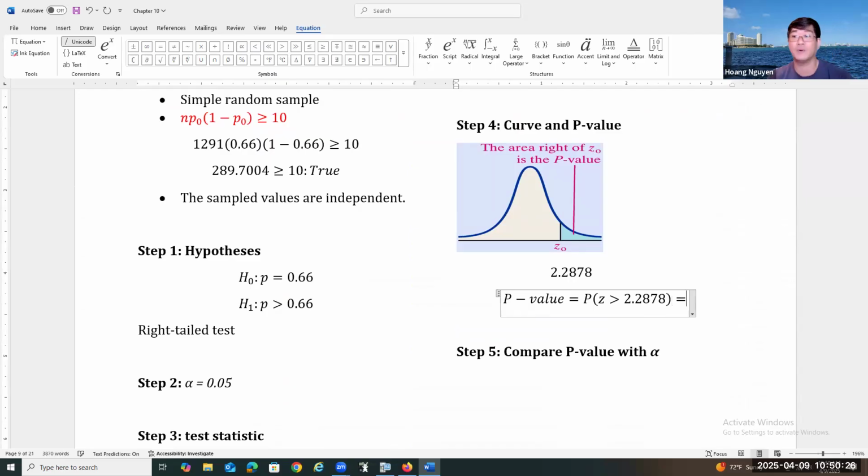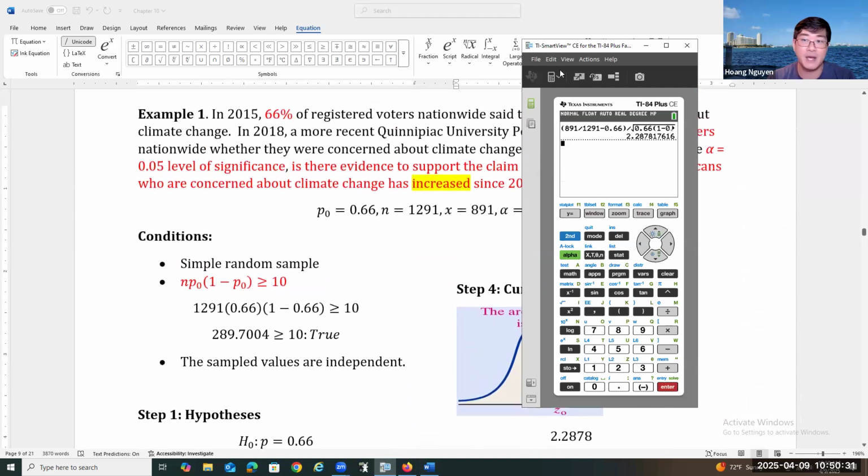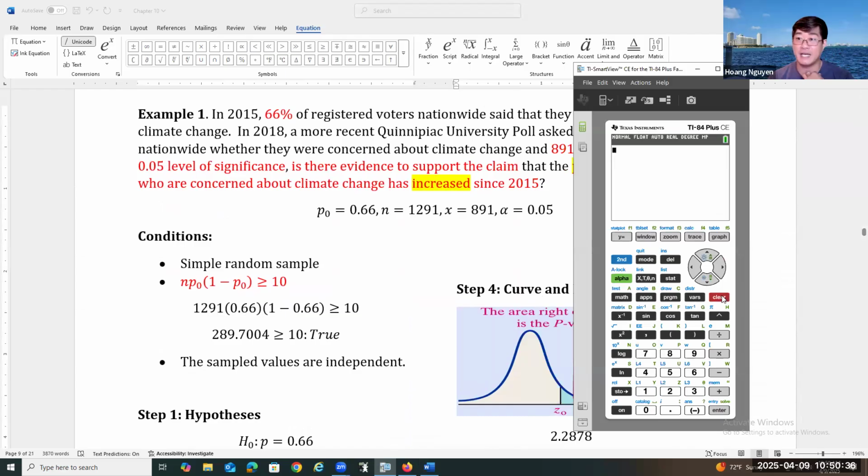And we're going to use the calculator to get this answer. So let's take a look at your calculators, everyone. Based on the summary that we have so far, now we can use the one proportion z test to get the answer for the p-value. We're going to go to the stats option, then the test option, and down to option number 5, one proportion z test. After we select it, you have to input p0. So p0 is equal to 0.66. Now x equals 891.